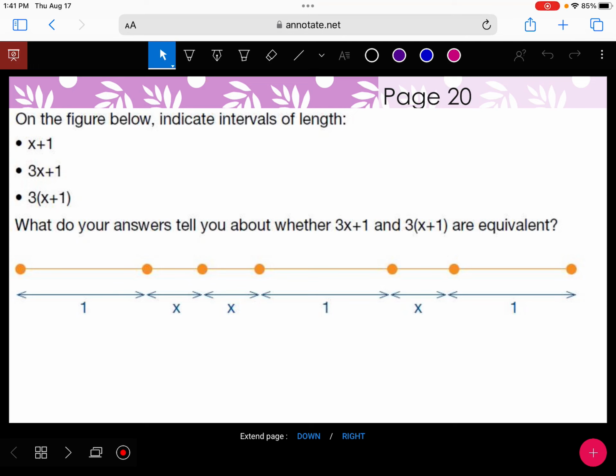All right, today we're going to think about stuff a little bit differently. We're going to move away from the patterns a little bit, and we're going to look at this figure. They've got these lines in your little workbook. This is on page 20.